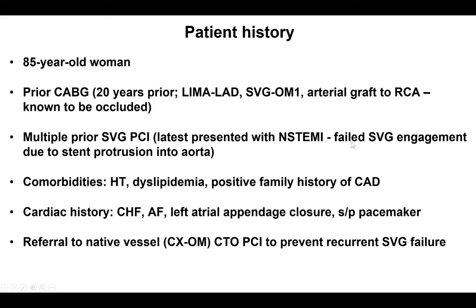It was very hard to engage the vein graft because one of the previous stents was protruding into the aorta. But eventually, it was possible to advance a guide wire and a balloon and restore flow into the vein graft, although no stents could be placed. Given the recurrent failures of the vein graft, she was referred for PCI of the native coronary artery CTO.